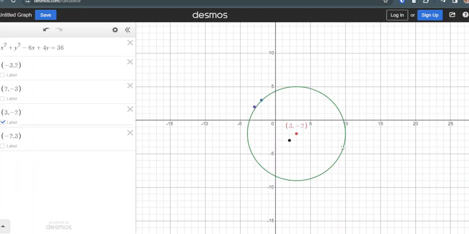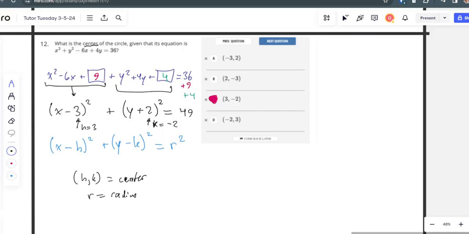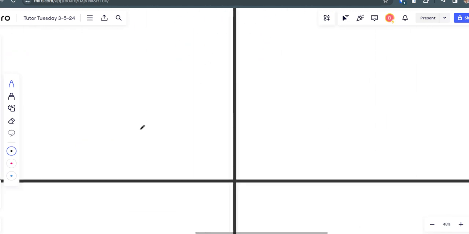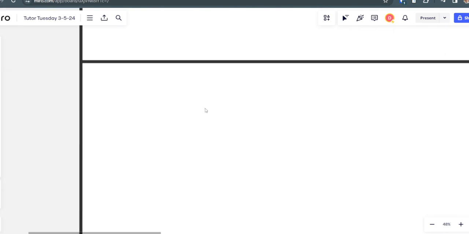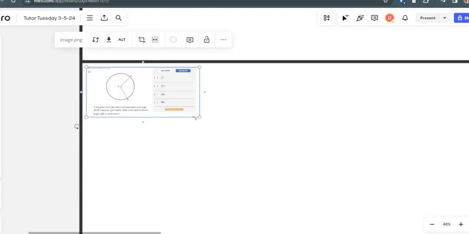So you can solve that algebraically. You could solve it with Desmos, and it's probably quicker to use Desmos depending on how fast you'll type. But yeah, let's move on to the next. Let's move on to our next question, which is a lot of circle questions today. Those tend to be some of the hardest.